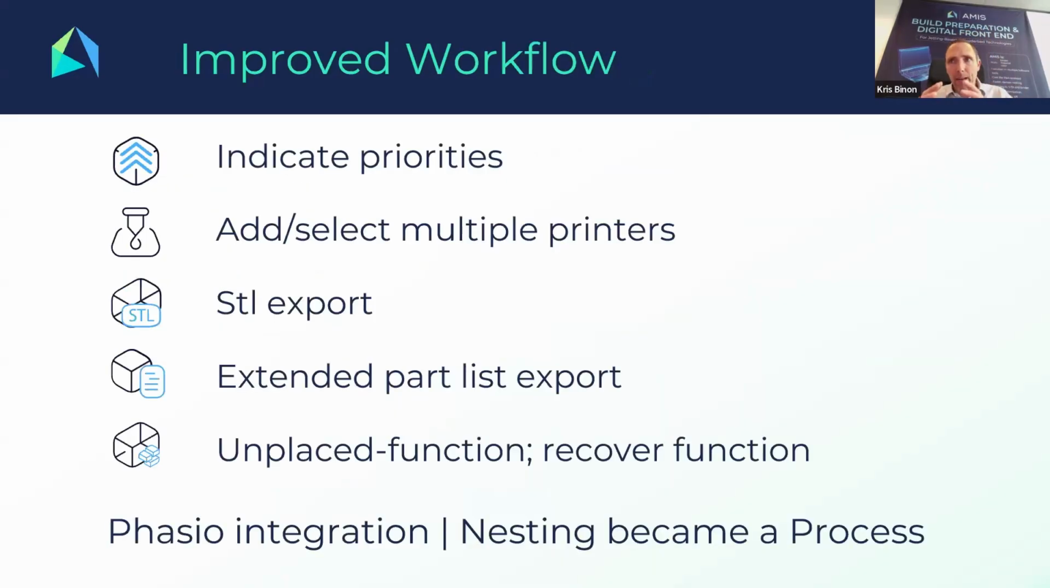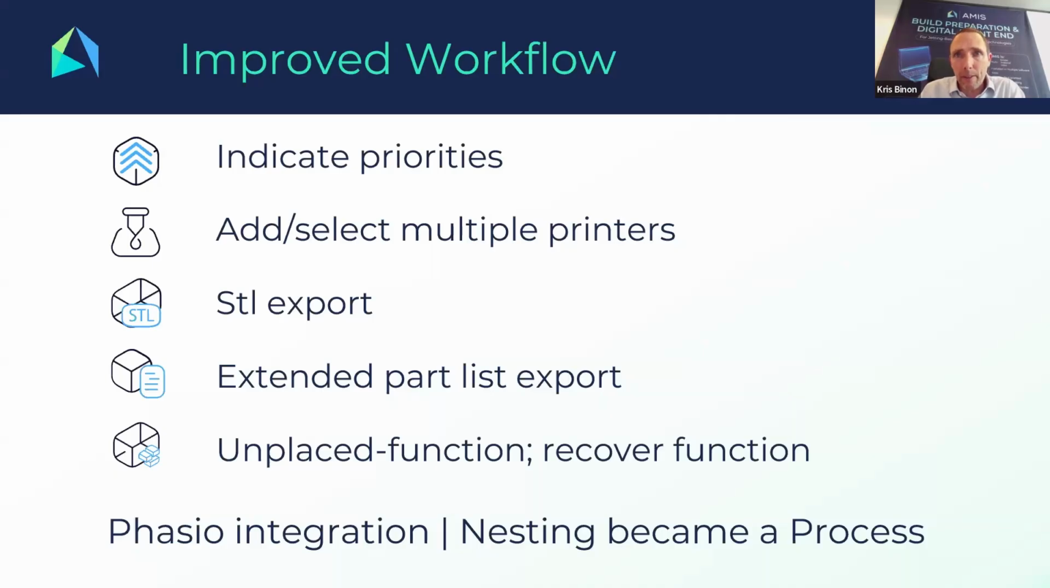Thirdly, after the parts and the batches, we also try to improve your workflow with, for example, those priorities, of course, which will help you in your workflow, but also by adding more printers, or adding the possibility to select a printer from a whole list, which you can populate as you want. We added the STL export, which is mainly for the SLS users, of course, a very important tool.